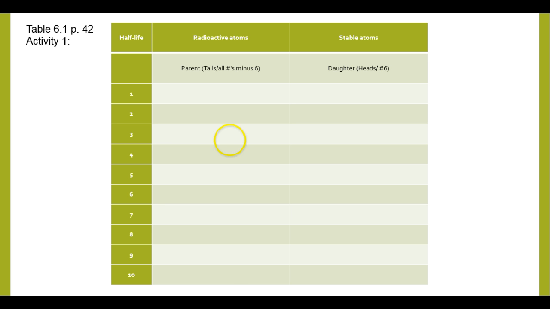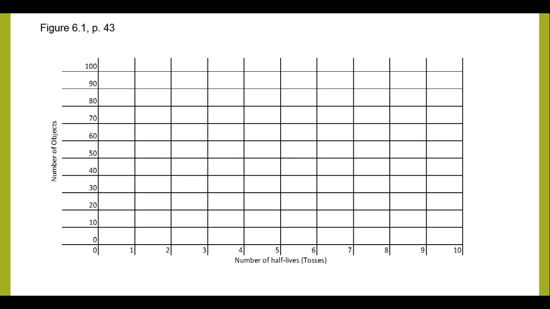You're going to continue doing this until you've made 10 tosses, or until you run out of pennies or dice and stop. Once you have this set, you're going to use this information from the table and record it onto figure 6.1, page 43. When you start, everyone's going to have 0 to 100 if you're using pennies.